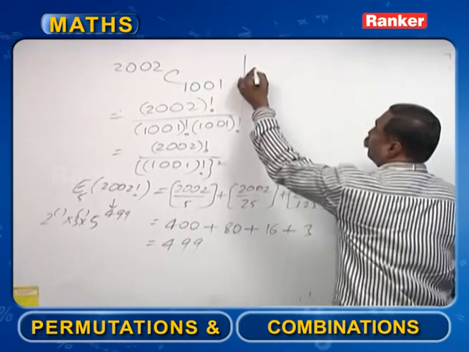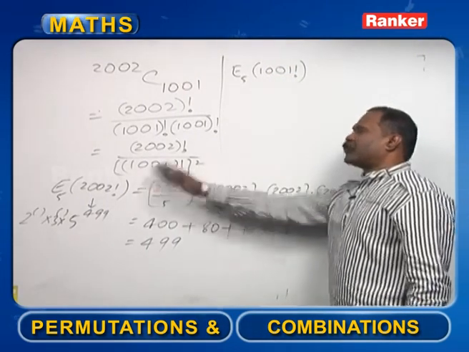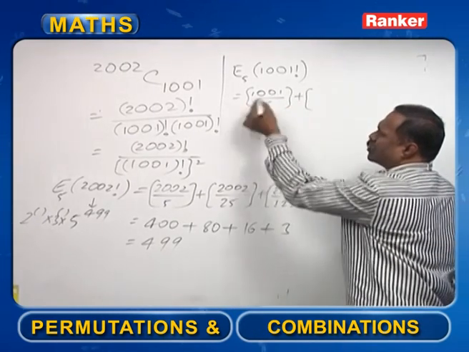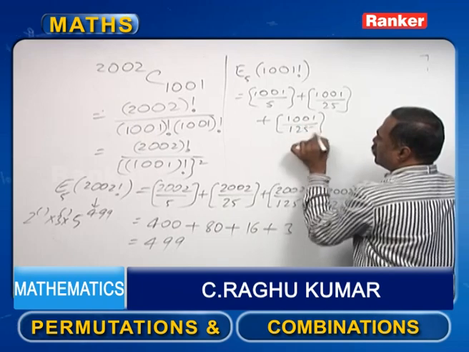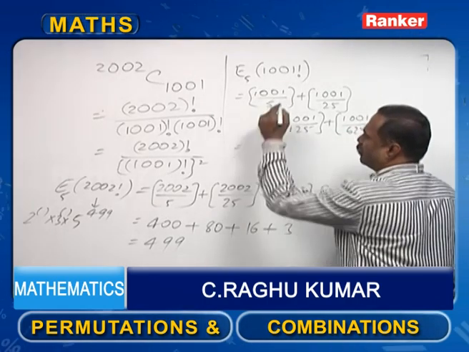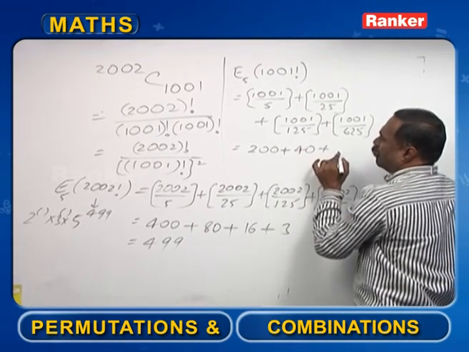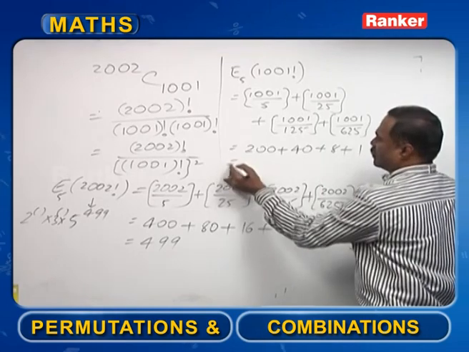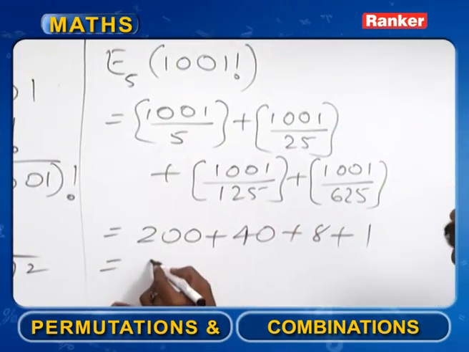Similarly, you can try for the exponent of 5 in 1001 factorial. So in this case, it is the step of 1001 upon 5, step of 1001 upon 25, step of 1001 upon 125, step of 1001 upon 625. 1001 upon 5 is 200, 1001 upon 25 is 40, 1001 upon 125 is 8, and 1001 upon 625 is 1. You count it: this is 249.